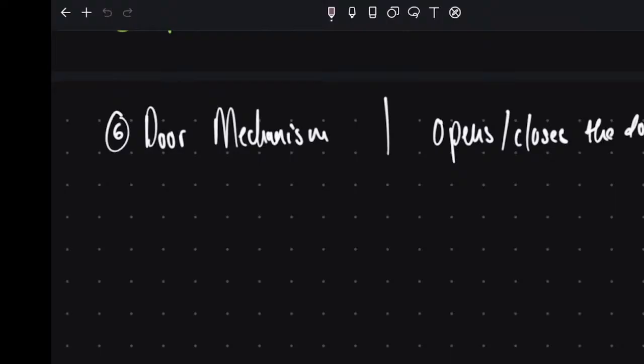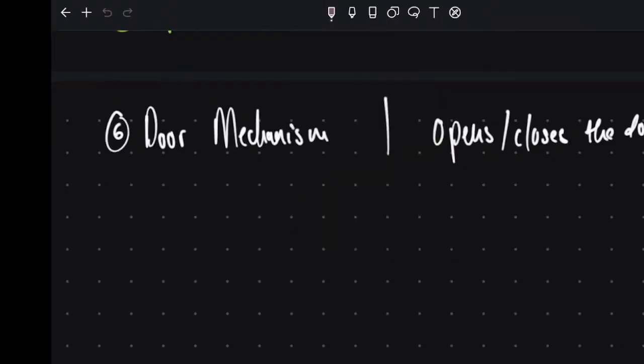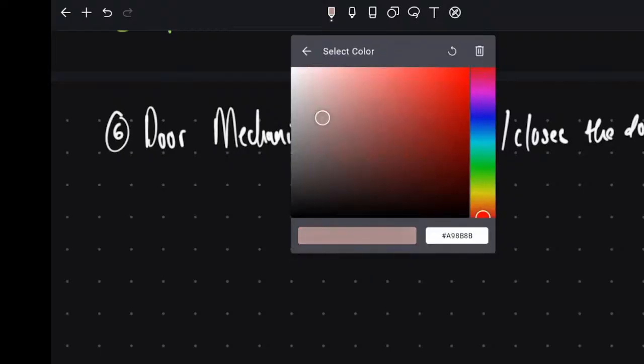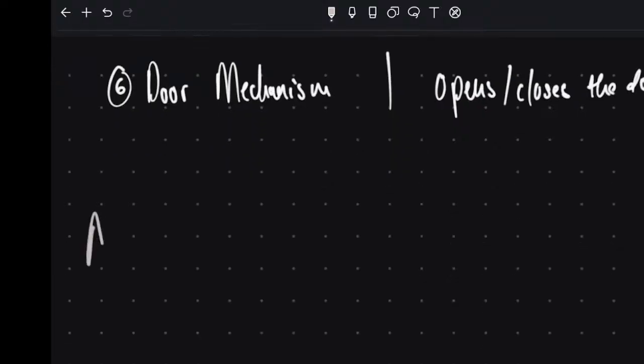So can we go through it? Are you ready? Write with me to save time. We don't have time, so let's write advantages. Let me make it a little bit thicker and change the color to white. Okay. And say advantages.